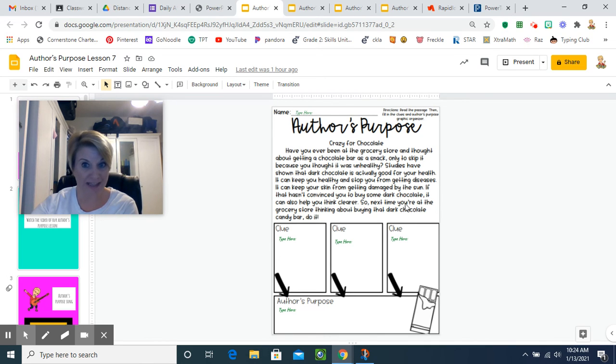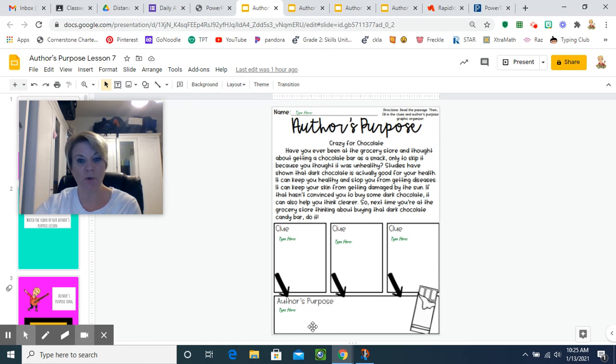Now, in this one, it's all one paragraph. There are not 3 paragraphs like my last story about monarch butterflies. But since this paragraph is so long, I believe you could easily find 3 different clues about the author's purpose in Crazy for Chocolate.